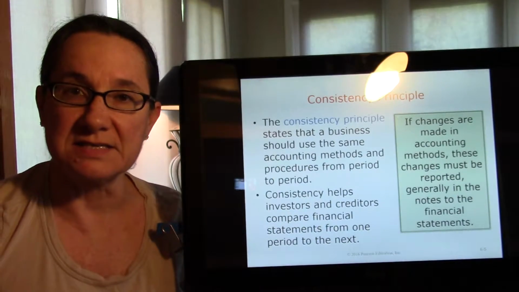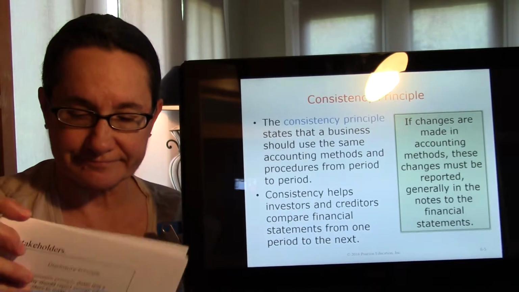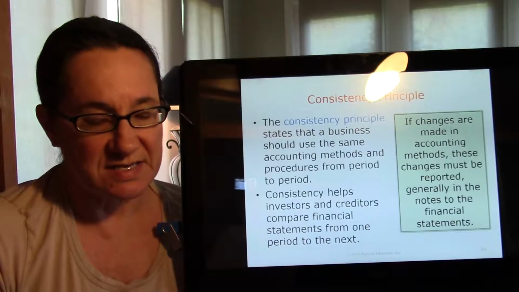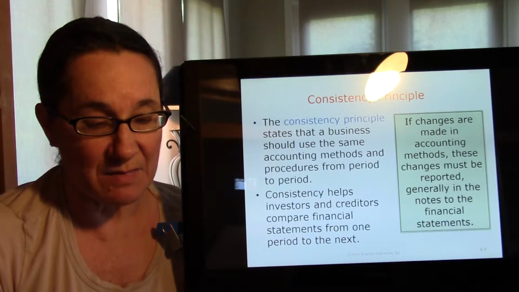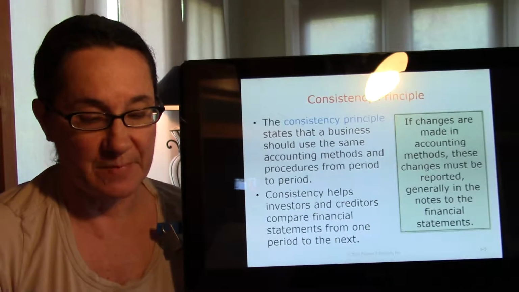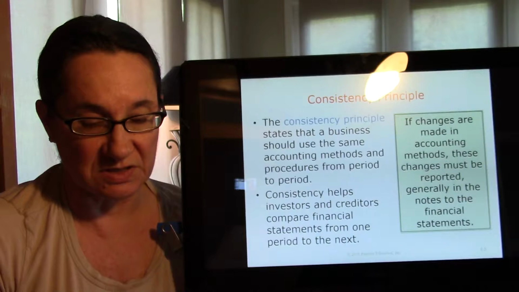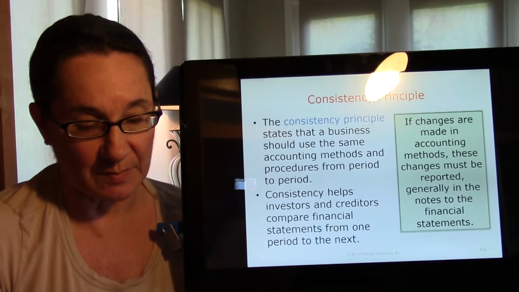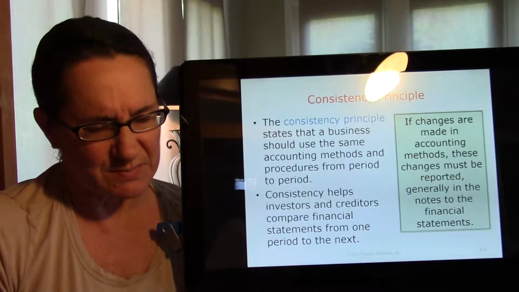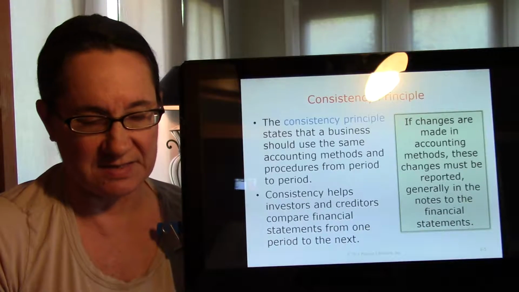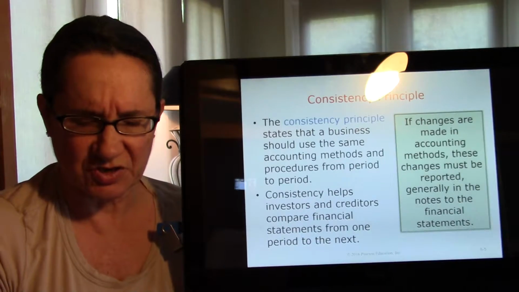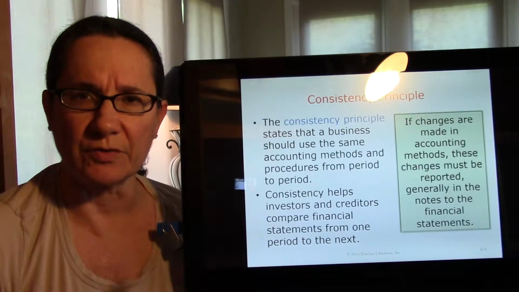So let's talk about consistency first. The consistency principle states that a business should use the same accounting methods and procedures from period to period. Consistency helps investors and creditors compare a company's financial statements from one period to the next. Companies must be consistent in the accounting methods they use. If changes are made in accounting methods, the company should communicate the changes to the stakeholders.